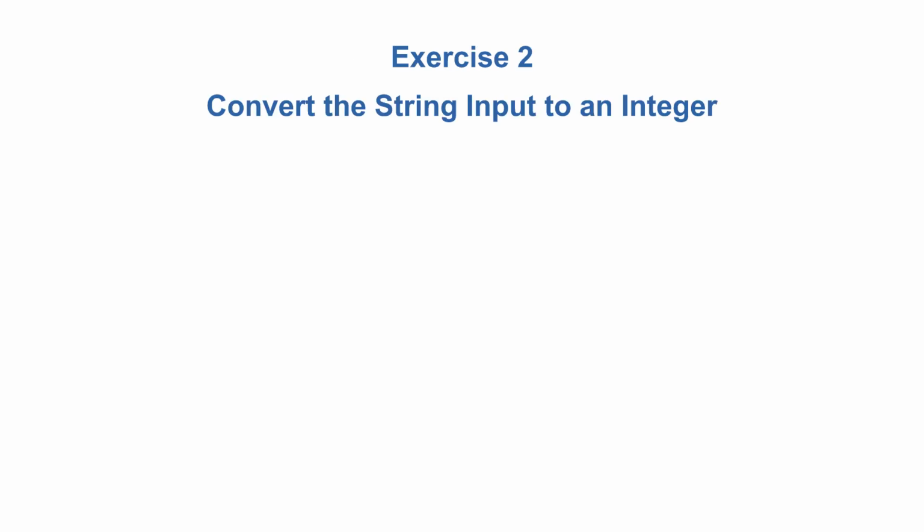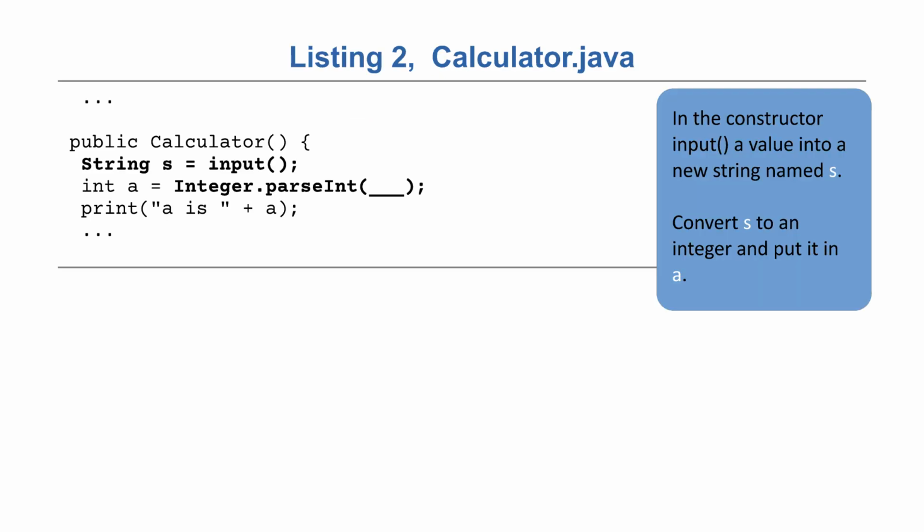Exercise 2. Convert the string input to an integer. In the constructor, input a value into a new string named s. Convert s to an integer and put it in a. Hint: use Integer's parseInt method. Run it. What happened? The program should wait for you to enter a number, print that number for a, print 7 for b, and then print their sum.